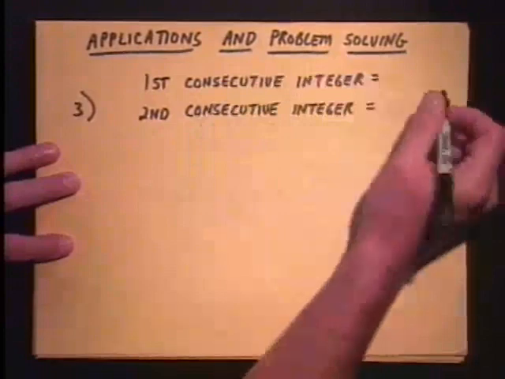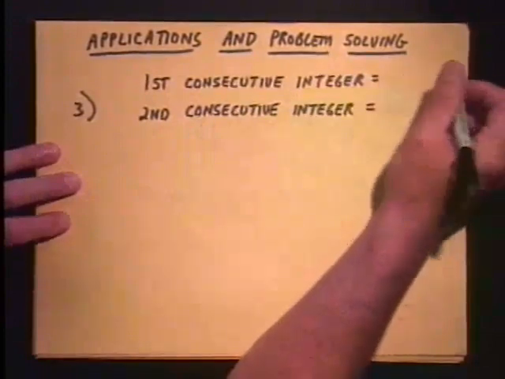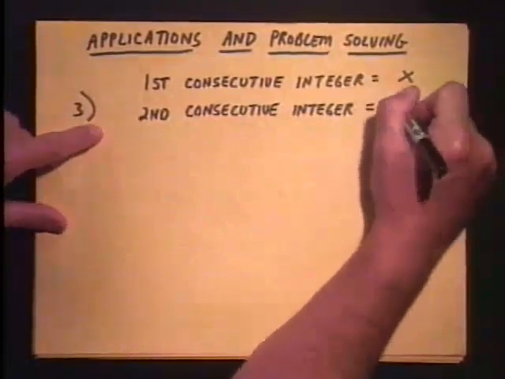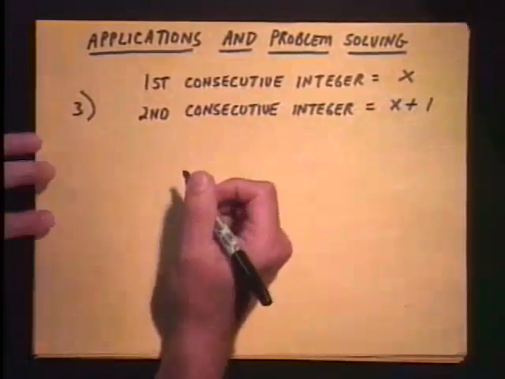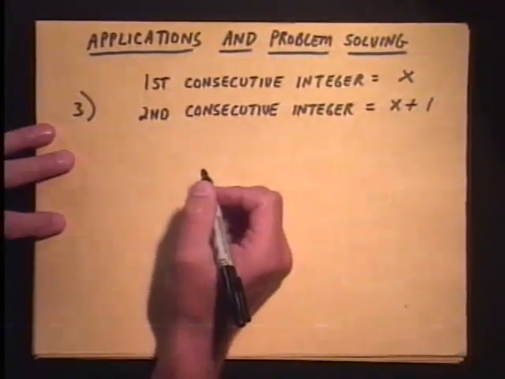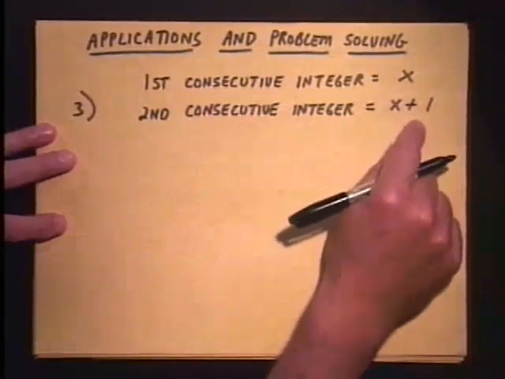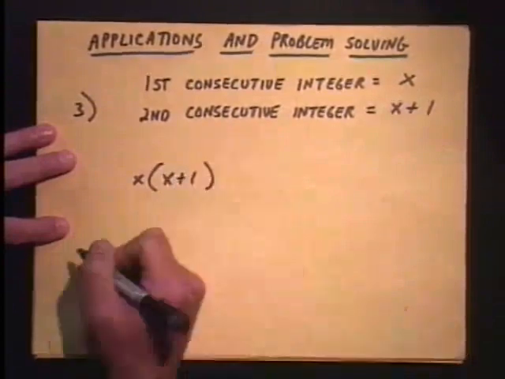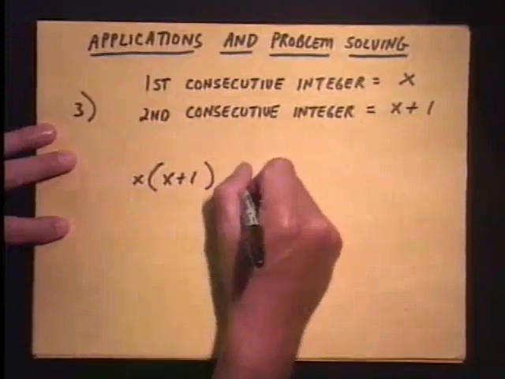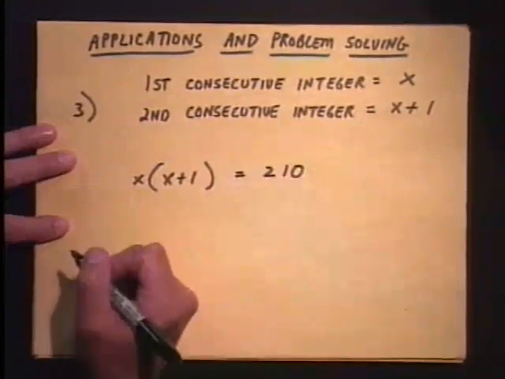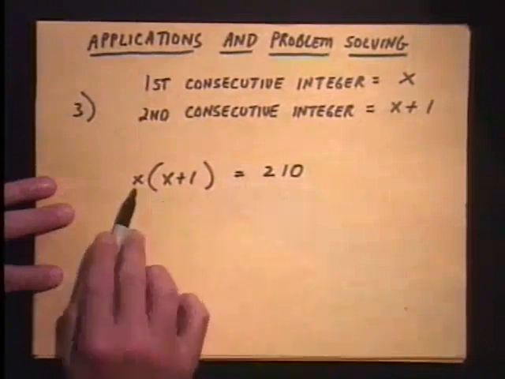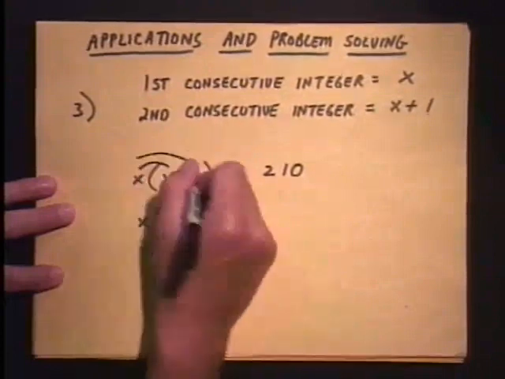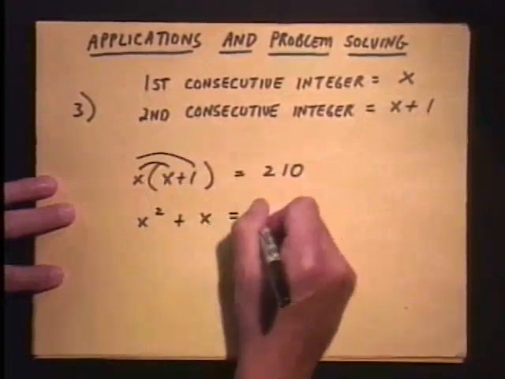So for the first consecutive integer in algebra, since we don't know it, we'll call it x. And the next number, if the first one is x, if it's consecutive, would be x plus 1. So the problem stated the product of 2 consecutive integers. The key word product means multiply, so take the first integer x times that second consecutive integer, multiply them together, and that product equals 210. So again, we have to distribute the x through the parentheses, which gives us x times x is x squared. x times 1 is plus 1x, or just x, equals 210.